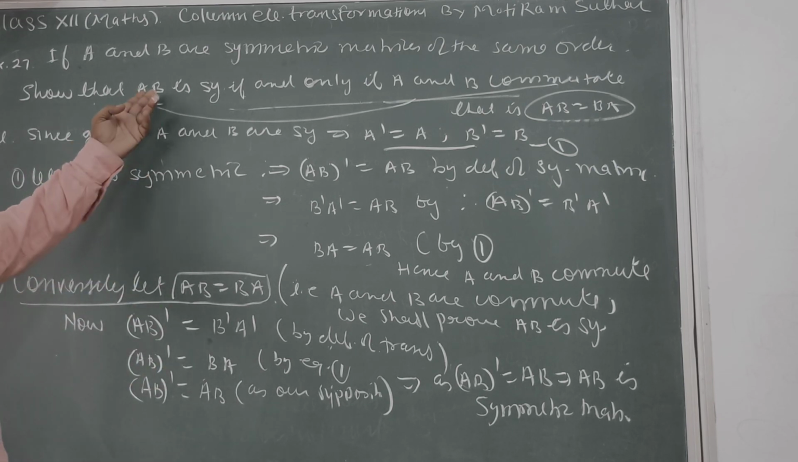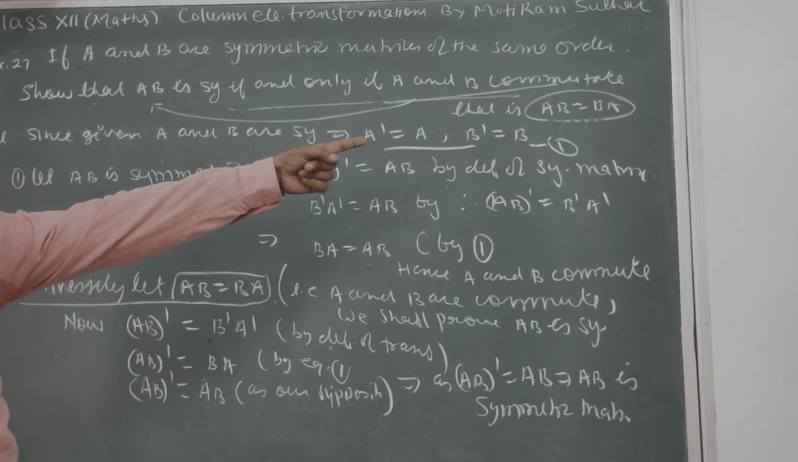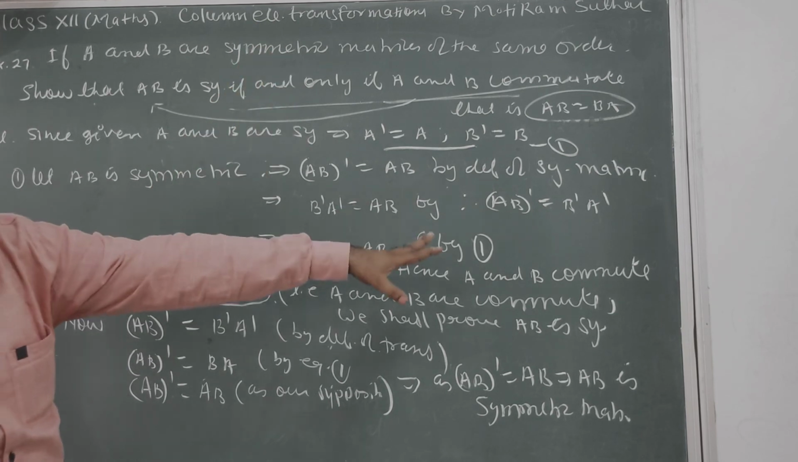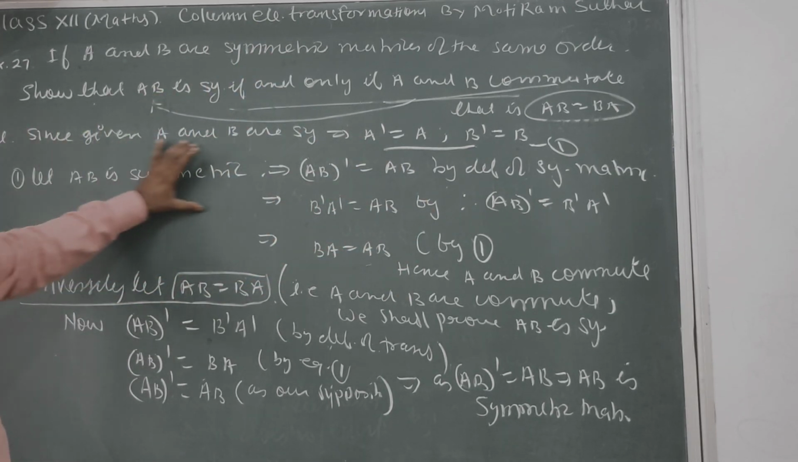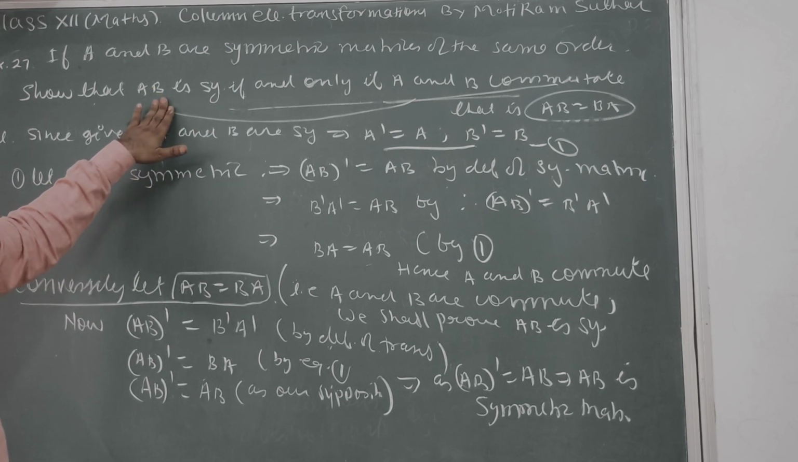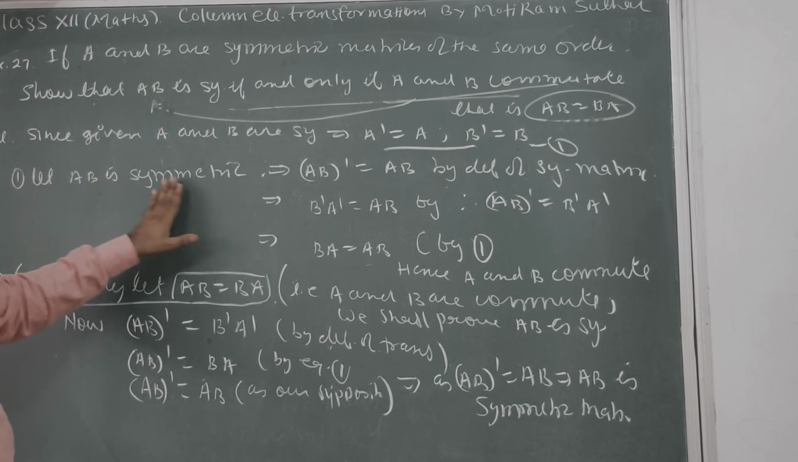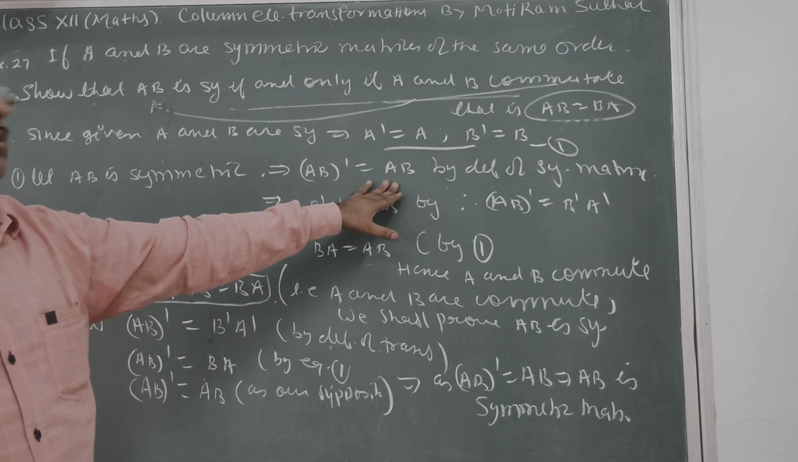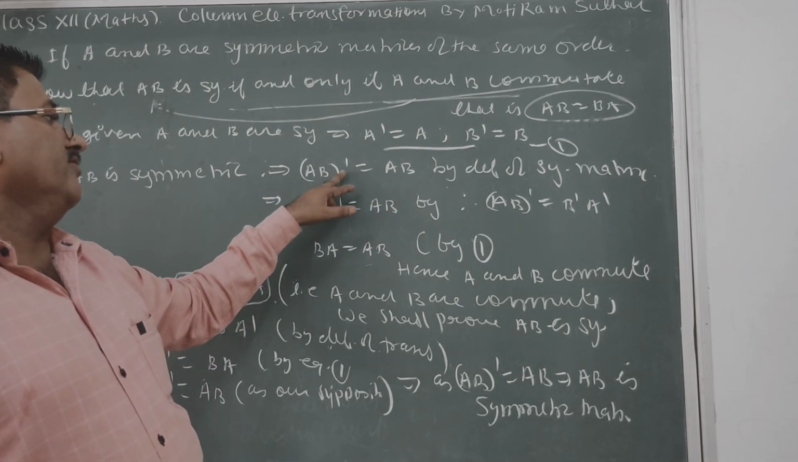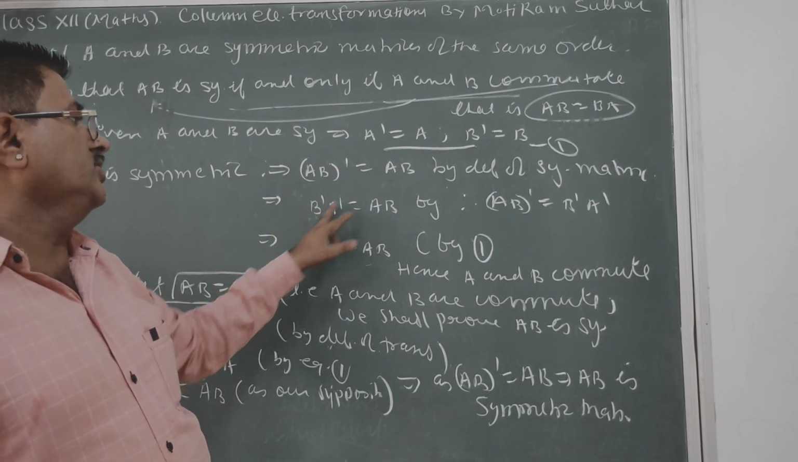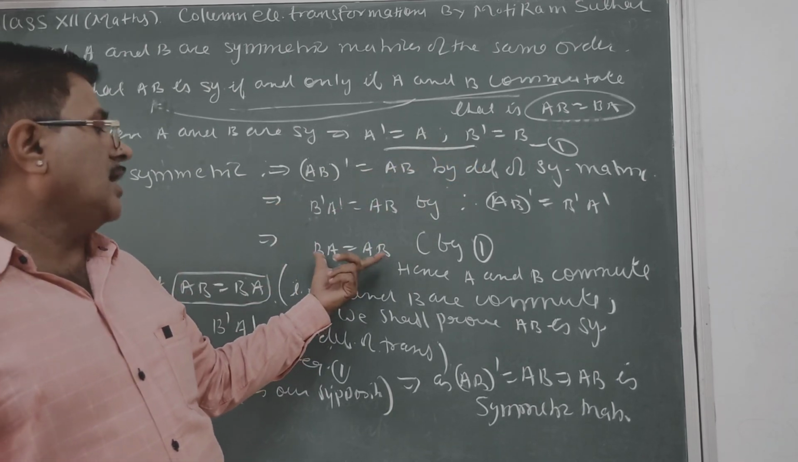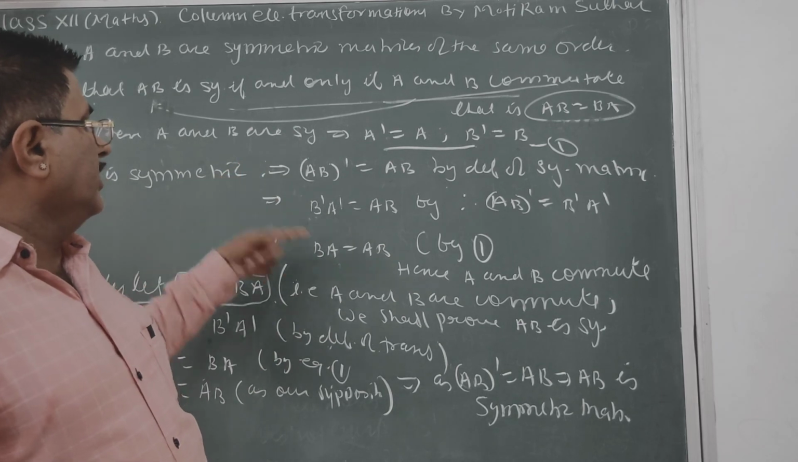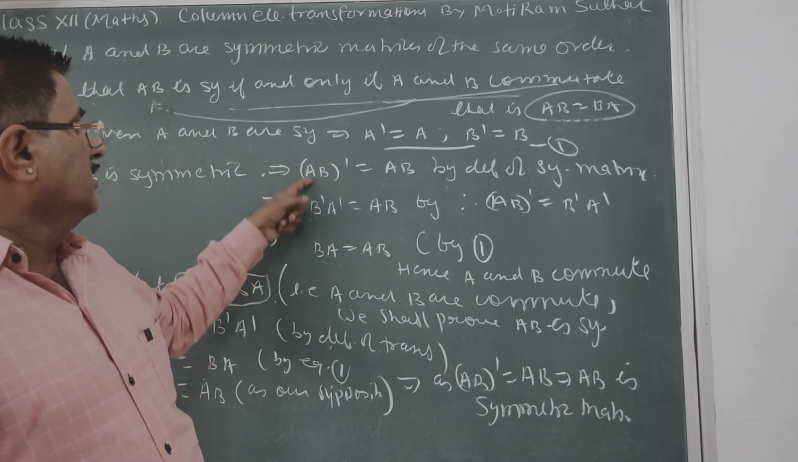हमको प्रूव क्या करना था? अगर AB सिमेट्रिक है तो आपको प्रूव करना है AB इक्वल टू BA है, और अगर AB इक्वल टू BA है देन यू हैव टू प्रूव द AB सिमेट्रिक. तो फर्स्ट पार्ट में फॉरवर्ड में चले, फॉरवर्ड में ये मान लिया हमने कि AB इज सिमेट्रिक. AB सिमेट्रिक है तो इसका ट्रांसपोज इक्वल टू AB, और इसको वापस डेफिनेशन से B ट्रांसपोज A ट्रांसपोज, B ट्रांसपोज इक्वल टू B हो गया, A ट्रांसपोज A, तो ये वापस प्रूव हो गया. अब कन्वर्सली में ये मानेंगे और ये प्रूव करेंगे, इसका उल्टा चलेंगे इन रिवर्स ऑर्डर.